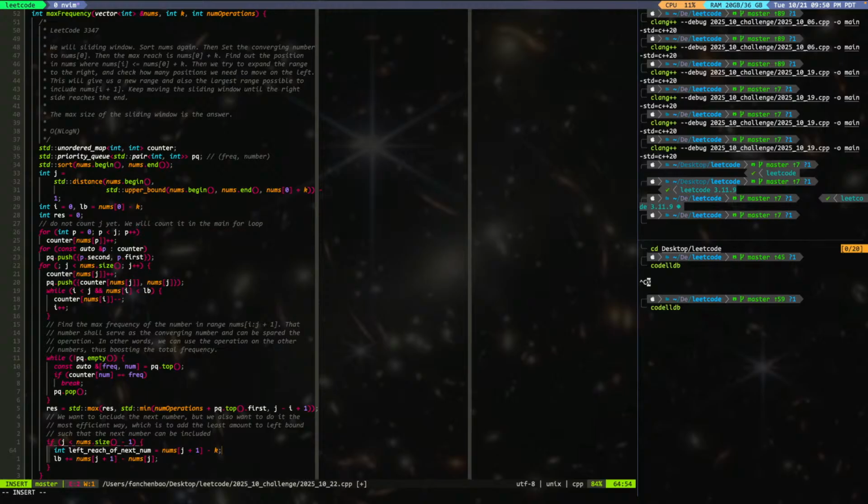Because when I add this much, hold on, let me think again. We're trying to reach the next one, right? And to reach the next one, we need to shift the window. But how much does the left bound need to move in order to include it?